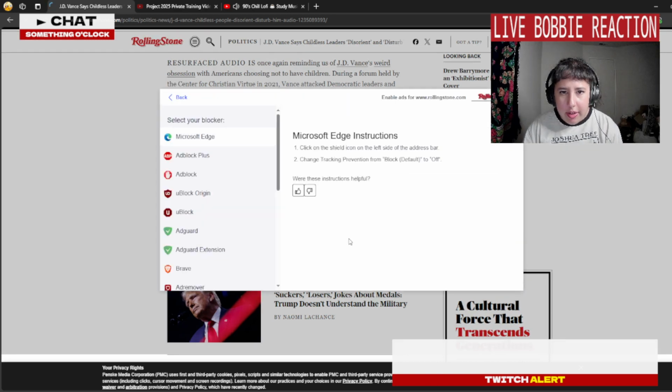Allow ads? Do I not allow ads? Click on the shield icon on the left side of the address bar. I don't have a shield icon. What? Left side of the address bar. I'm on the left side.